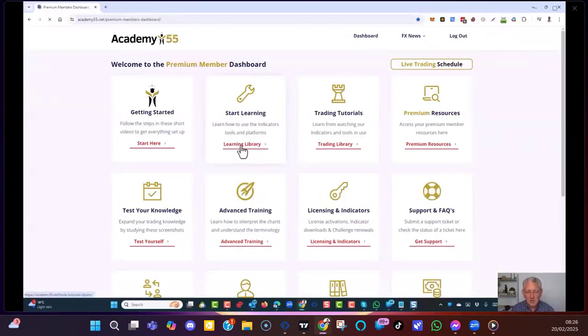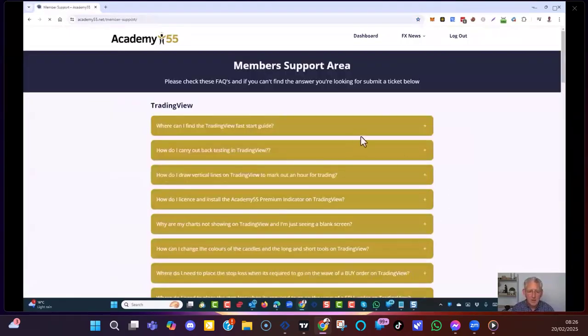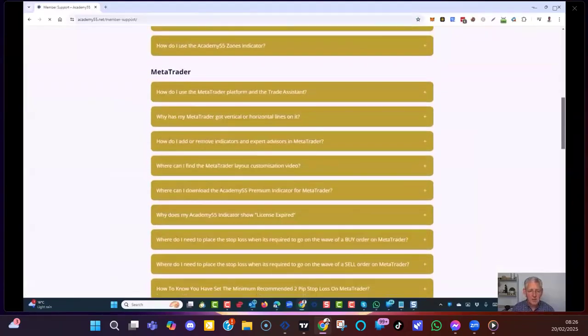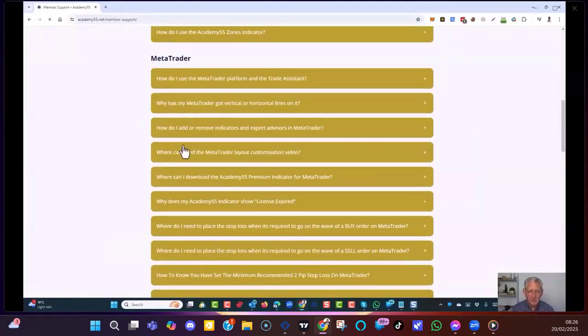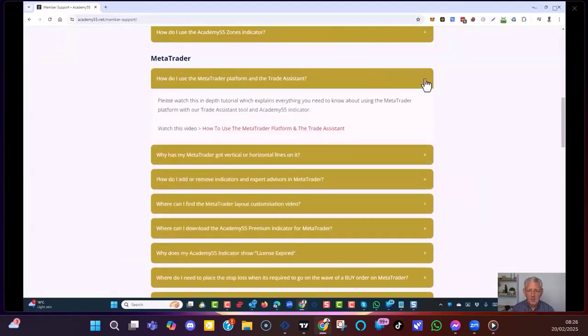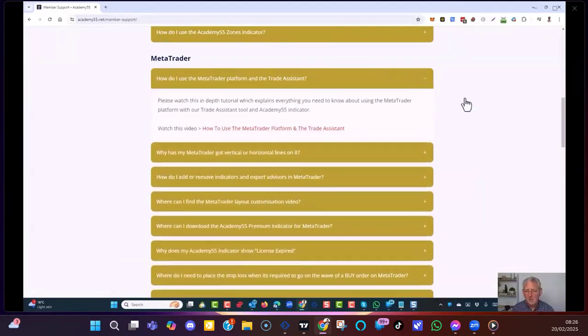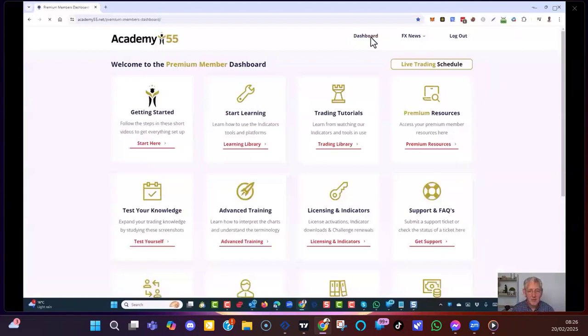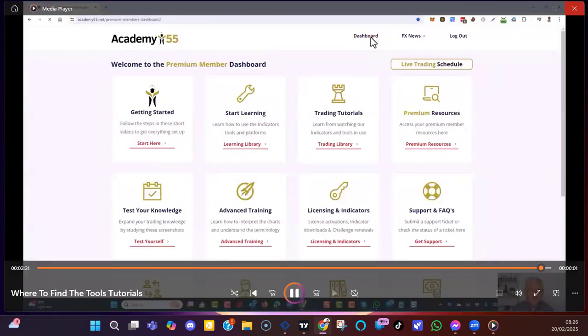One more thing to mention. If you're looking for anything in particular, come down to the support section, click on Get Support, and in this area you'll find a detailed FAQ section. For example, if you're looking for an answer to a question about MetaTrader, have a look through these, and once you click through you'll find direct links to videos that give you answers to most of the questions that we get asked on a regular basis. So hopefully you found this useful, and back to your further training. Yeah, thanks, Steve.